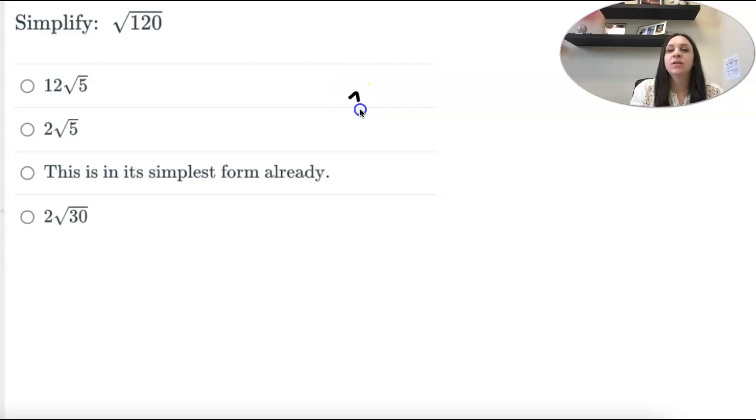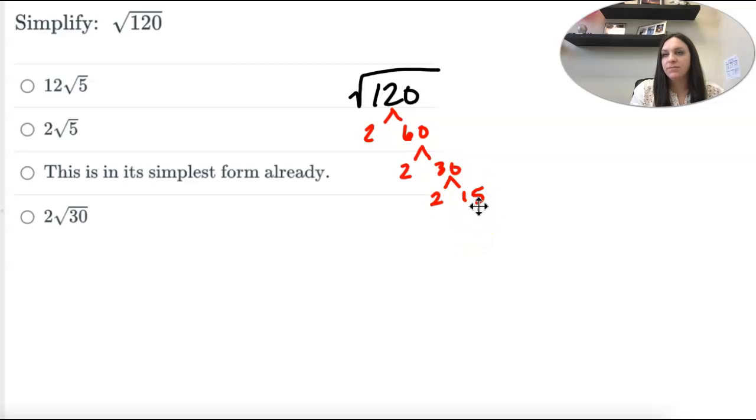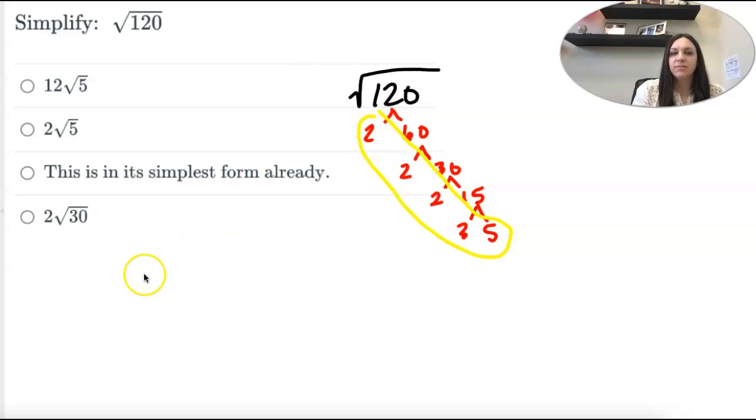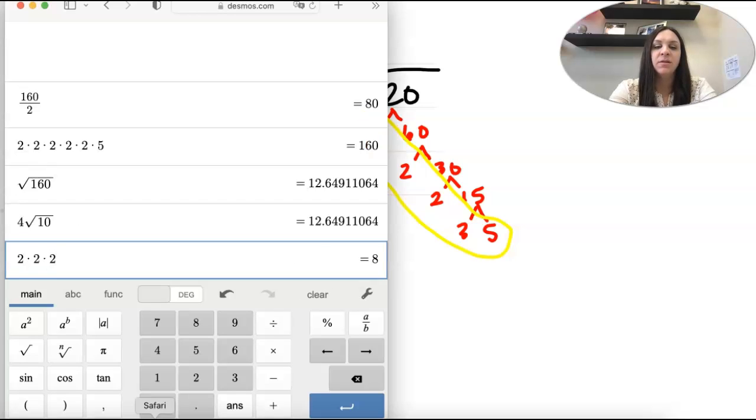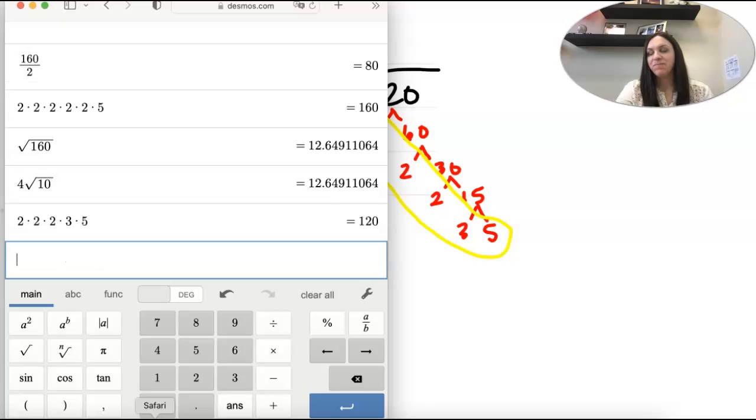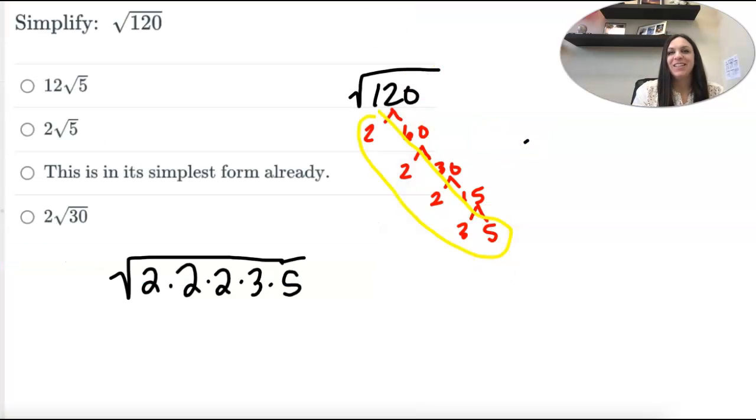Okay, square root of 120. This one I know. 2 times 60 is 120. 2 times 30 is 60. 2 times 15 is 30. And 3 times 5. So this would be my factorization. 2 times 2 times 2 times 3 times 5 should equal 120. Yep. I like to check, make sure.